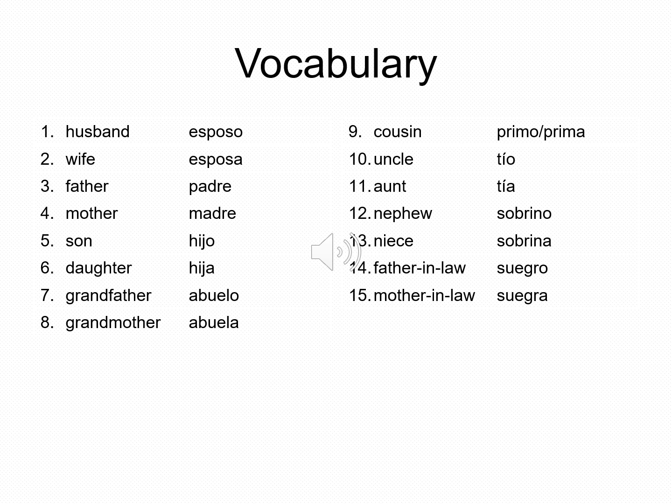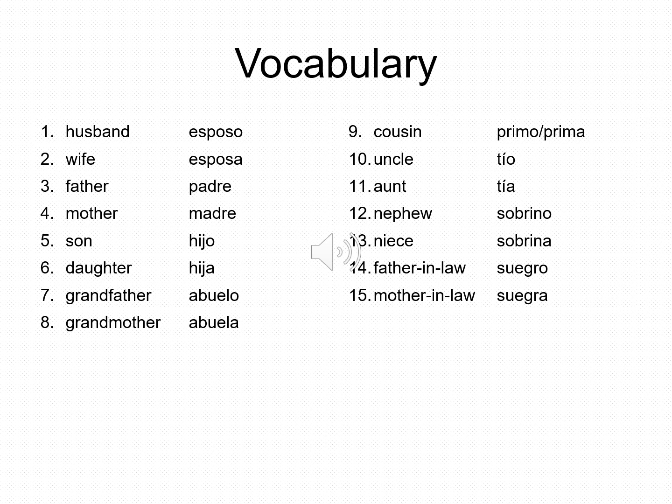Number 1 is husband. Number 2, wife. 3, father. 4, mother. 5, son. 6, daughter. 7, grandfather. 8, grandmother.